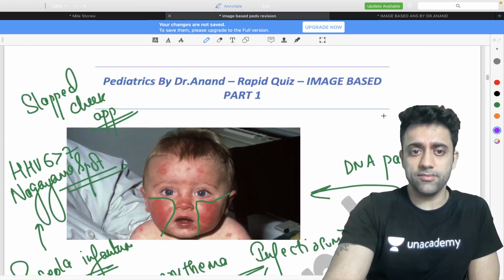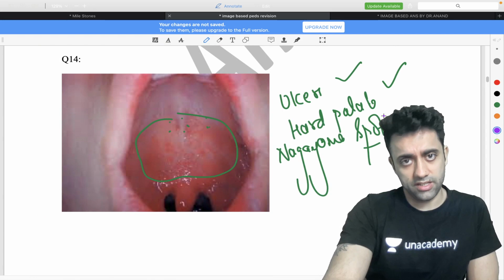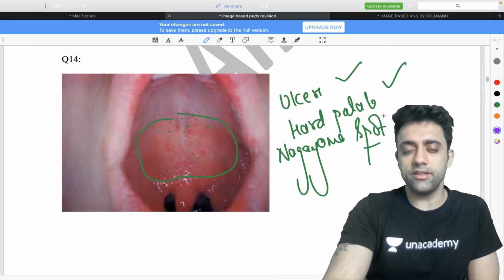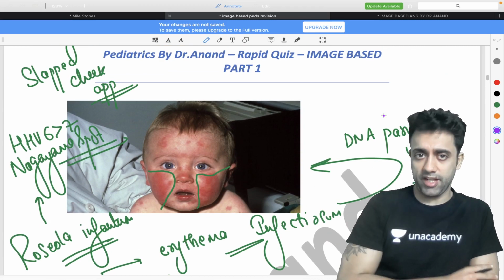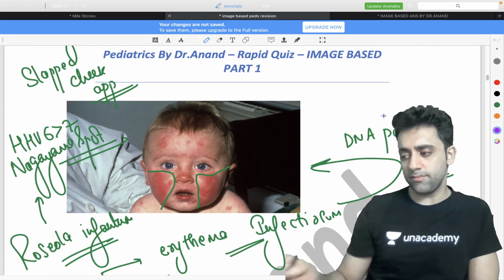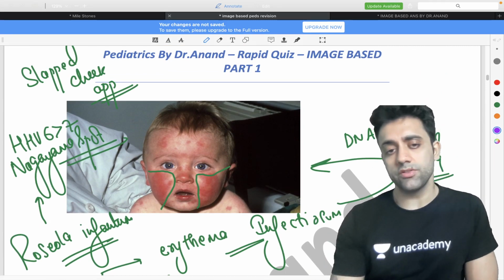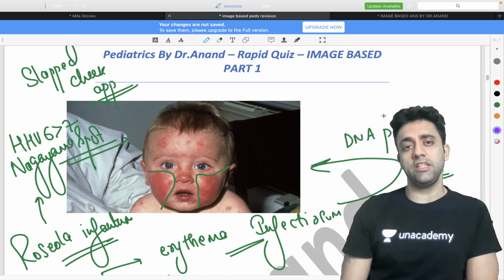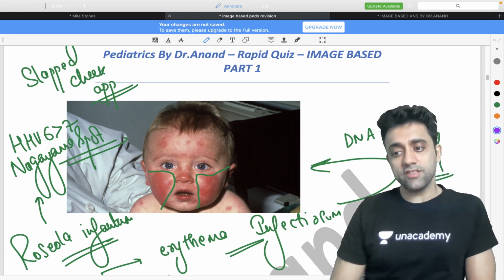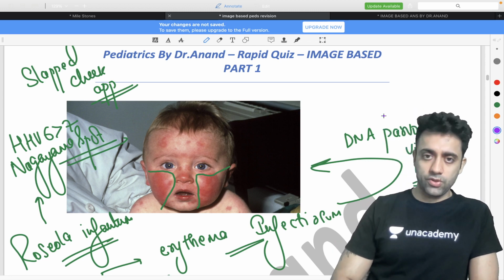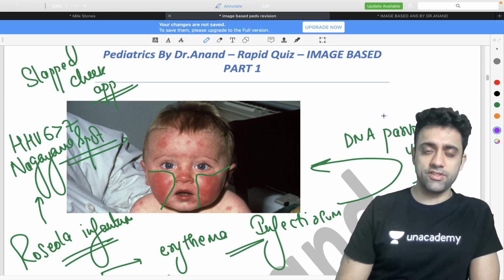Then also we covered something about Nagayama spot, which is seen in Roseola infantum, which is sixth disease. And then we saw the slap cheek appearance, which came just a few days back for an FMG question. So slap cheek appearance you see in erythema infectiosum. Erythema infectiosum is known as fifth disease, whereas Roseola infantum, where you see Nagayama spot, is sixth disease.